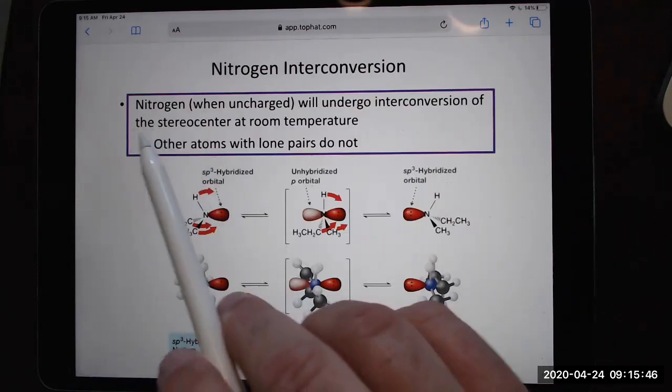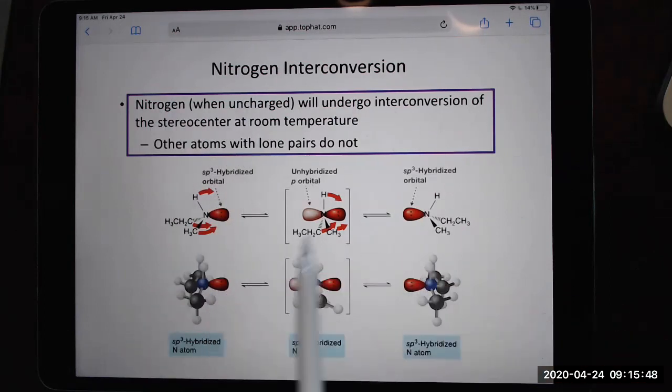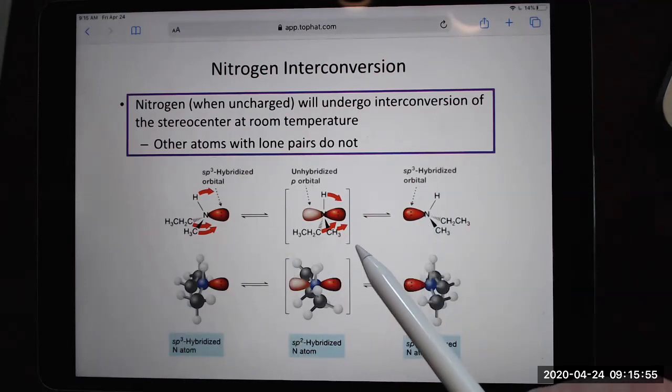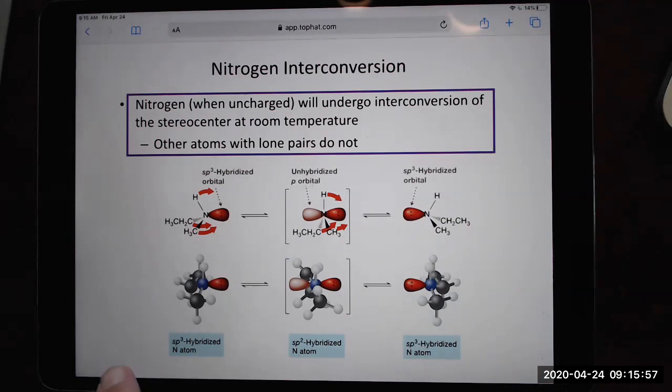Now, one of the weird things with nitrogen: as long as it's uncharged, it'll actually spontaneously go between the R and the S version, and it'll invert. It's one of the quirks of nitrogen, but other atoms don't do this.